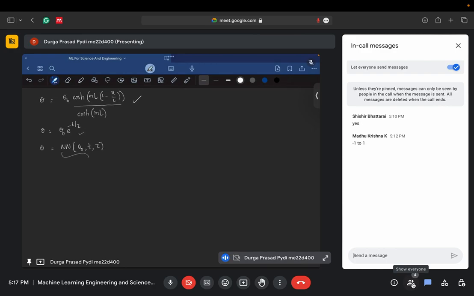So the first question now is, can a neural network approximate an exponential function? What do you think?